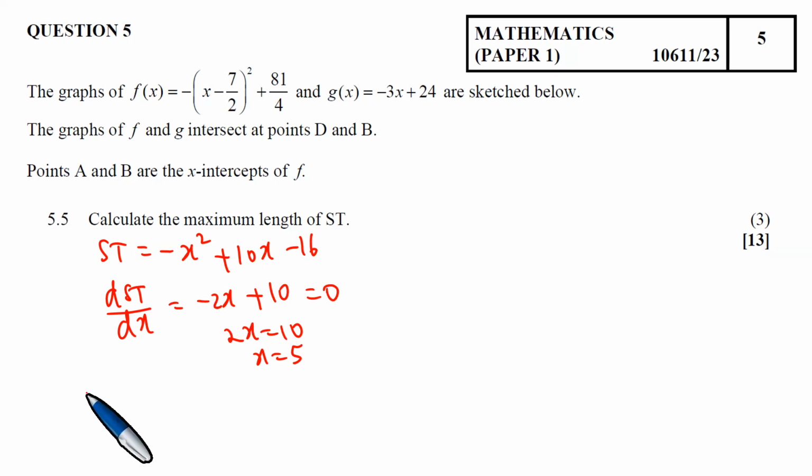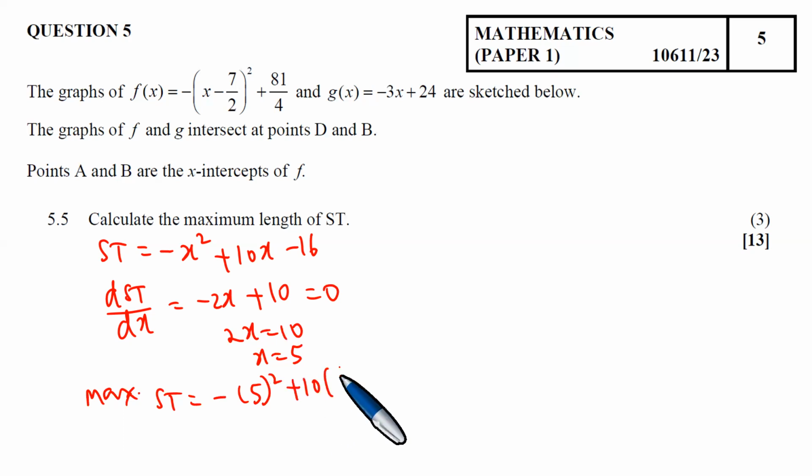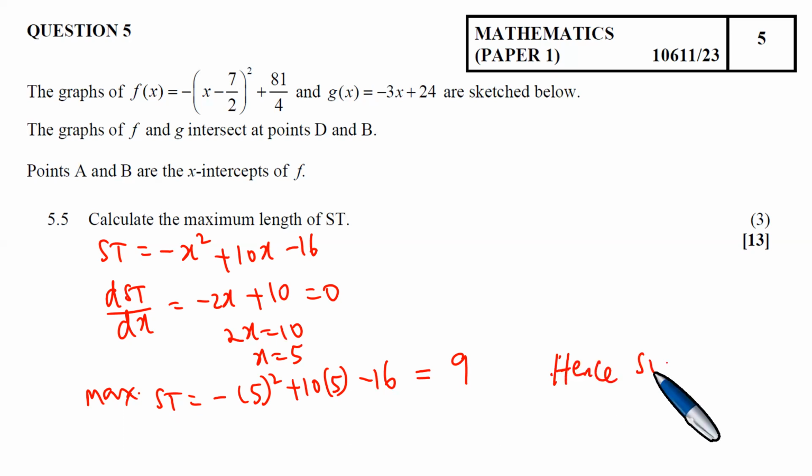You want to find the maximum length of ST, so maximum ST is equal to what? x is 5, so it is minus 5 squared plus 10 times 5 minus 16. When you calculate everything, you get 9 units. Hence, ST must be 9 units. So the length of ST is equal to 9 units. Next question, please.